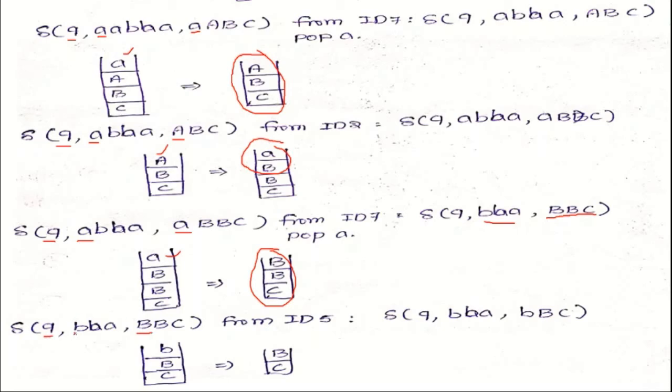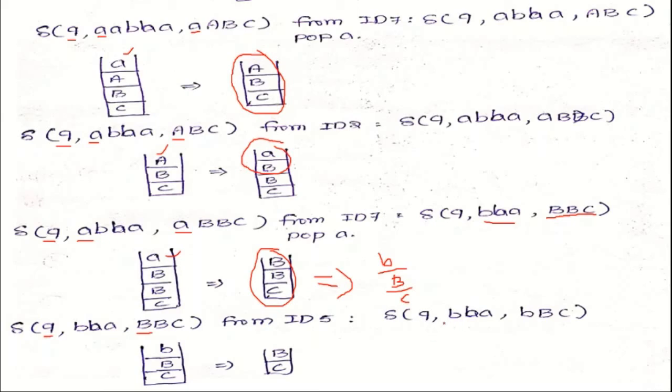Next, the current state is Q, the top of the stack is B and the input is B. Actually here there are two possibilities, ID4 and ID5, but here ID5 is preferable, so we prefer ID5, that means this B is replaced with only B. So the top of the stack contains B, and in the place of B we replace with only B, so the stack is converted as B, the remaining B as it is, and then C.